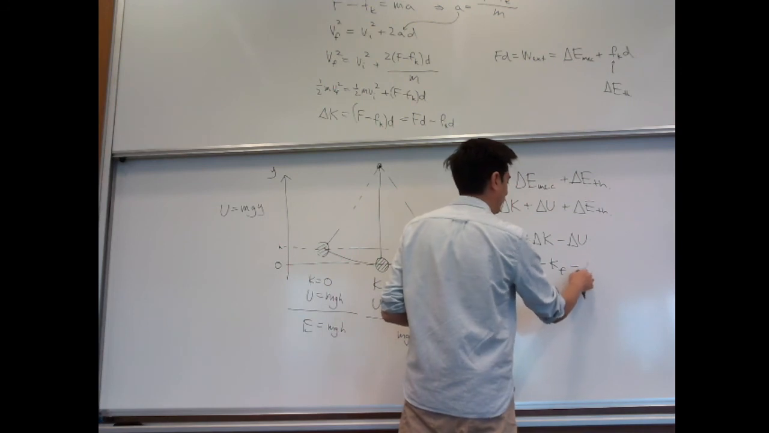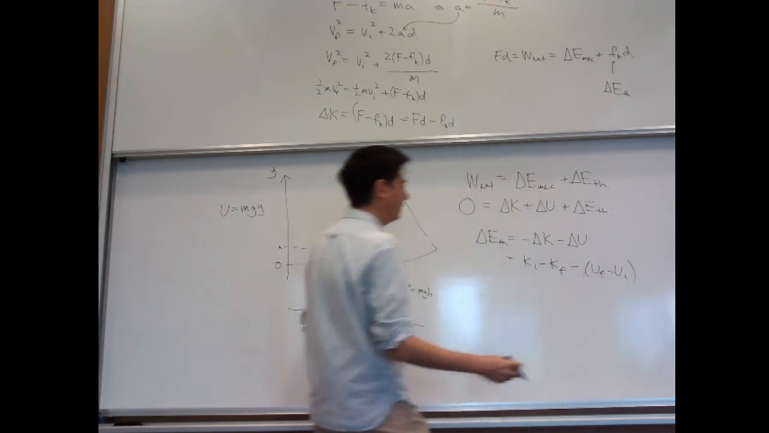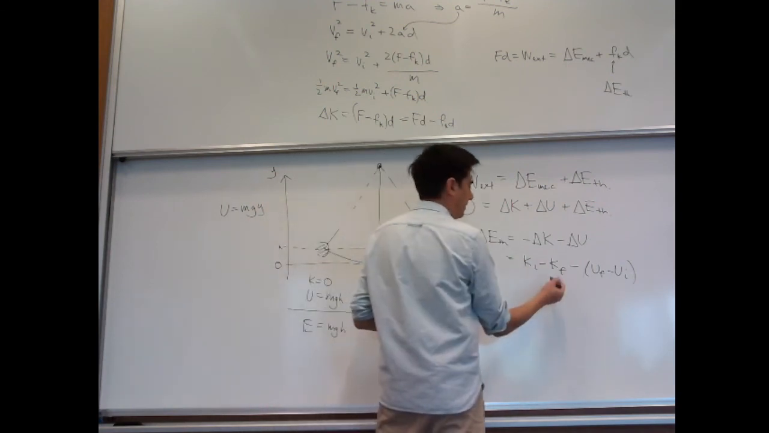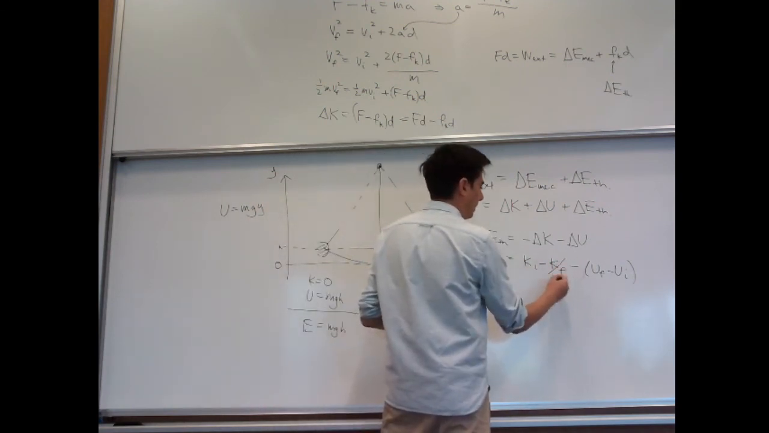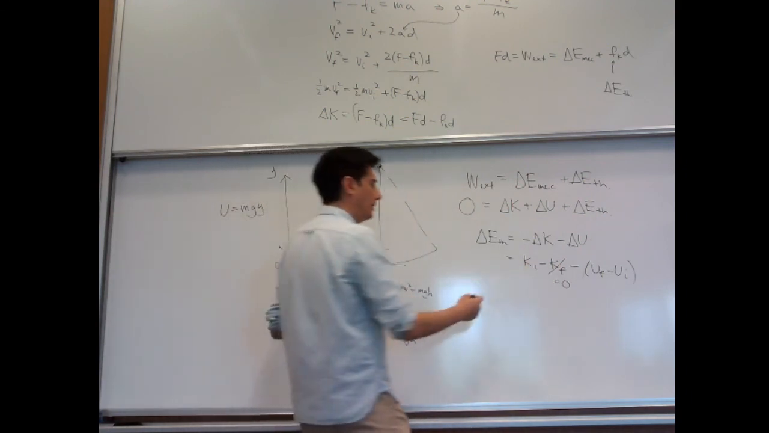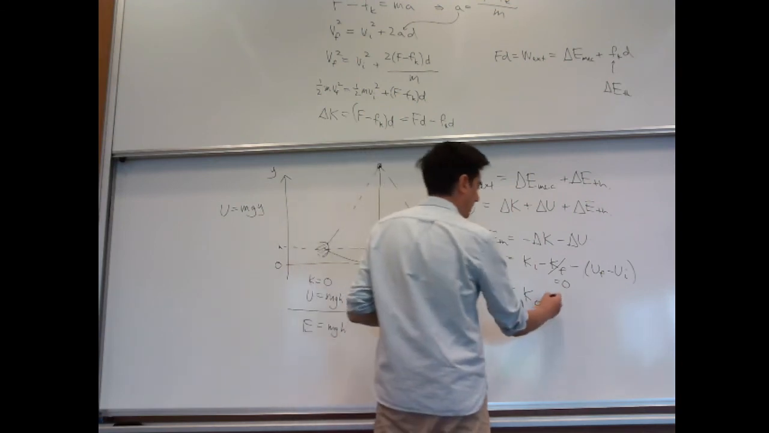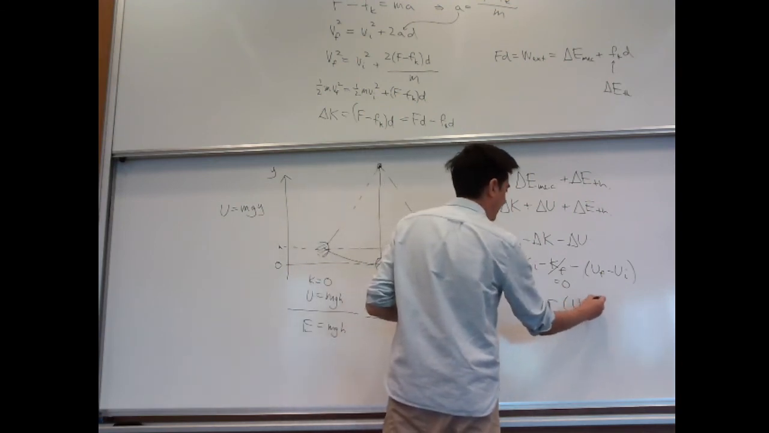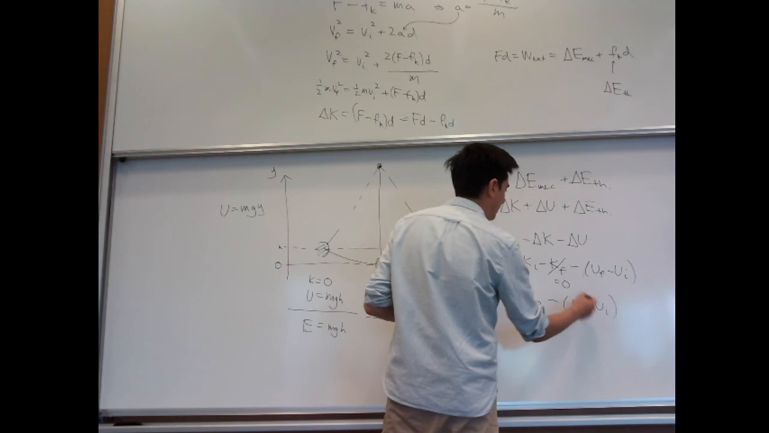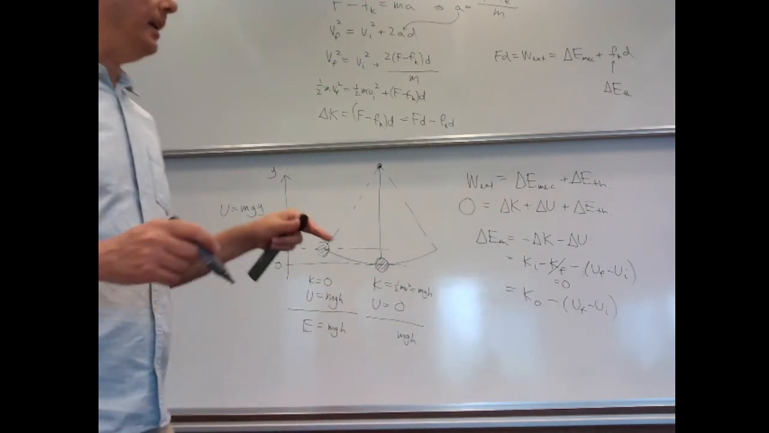Maybe we can write this one also: Uf minus Ui. Kf is 0. Ki is the same in all cases, so we don't know what it is, but we can just call it K0. And then we've got Uf minus Ui, which is the change in potential. So the potential energy is definitely changing.